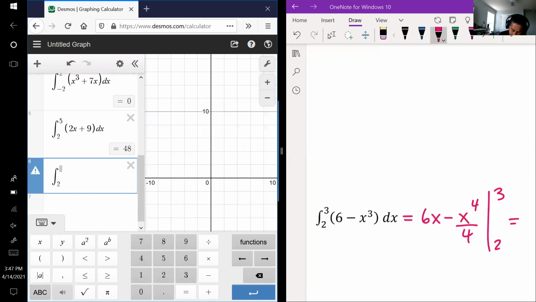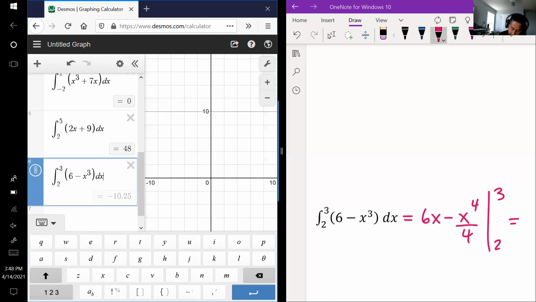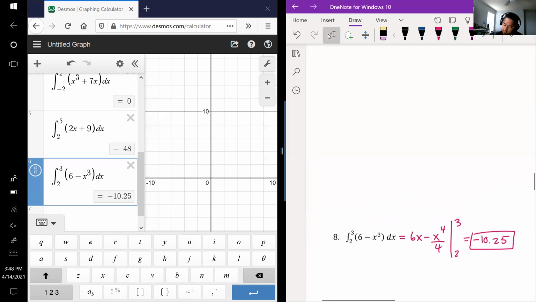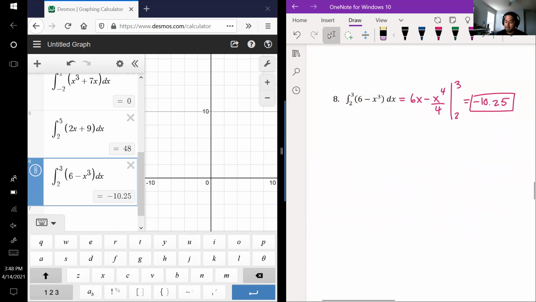So there's 2, there's 3, parentheses 6 minus x cubed with respect to x, and we get negative 10.25. All right, not bad.